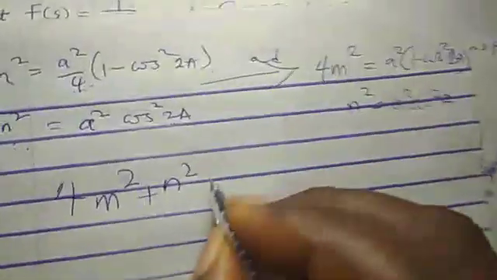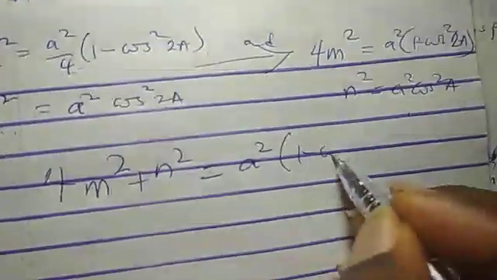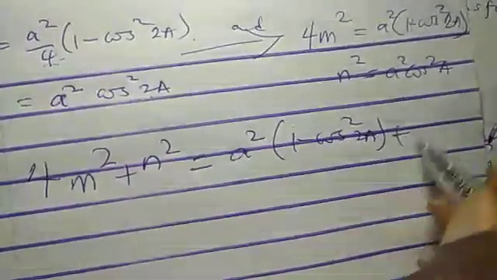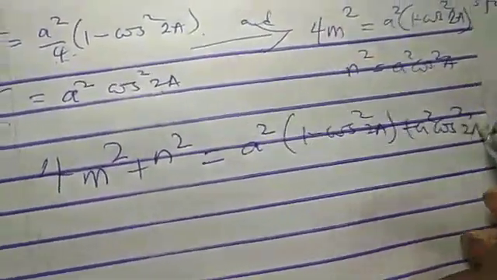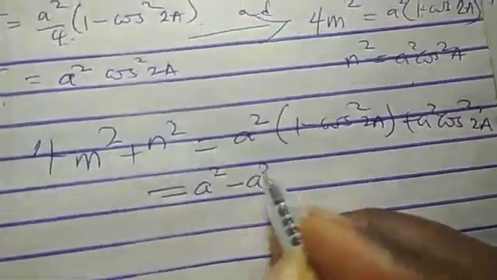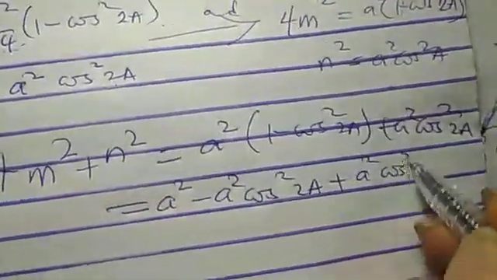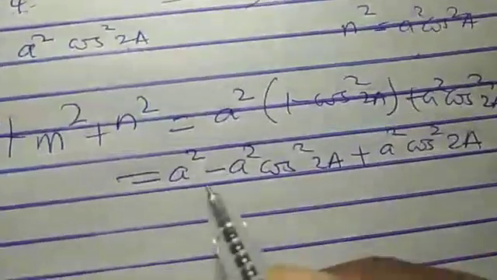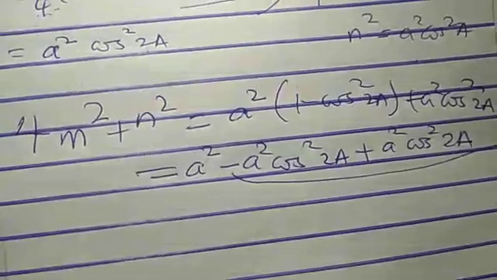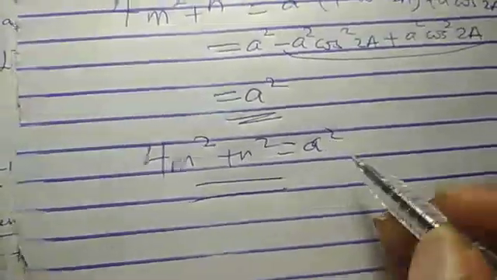From that place, our 4m square plus n square, when we add it together, is a square into 1 minus cos square 2a plus a square cos square 2a. If you expand, you are going to have a square minus a square cos square 2a plus a square cos square 2a. You observe that this and this are gone, that is 0. What we have left is a square. So we have successfully shown that 4m square plus n square is equal to a square. That is what the question asks us to show, and we have proved it.